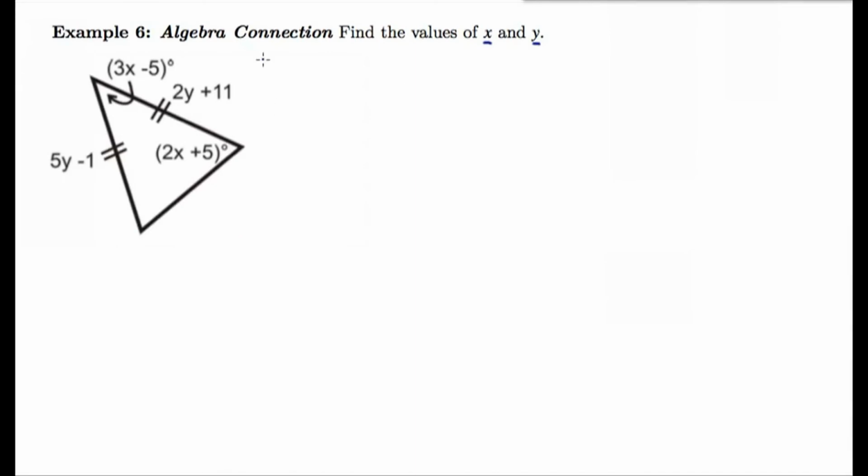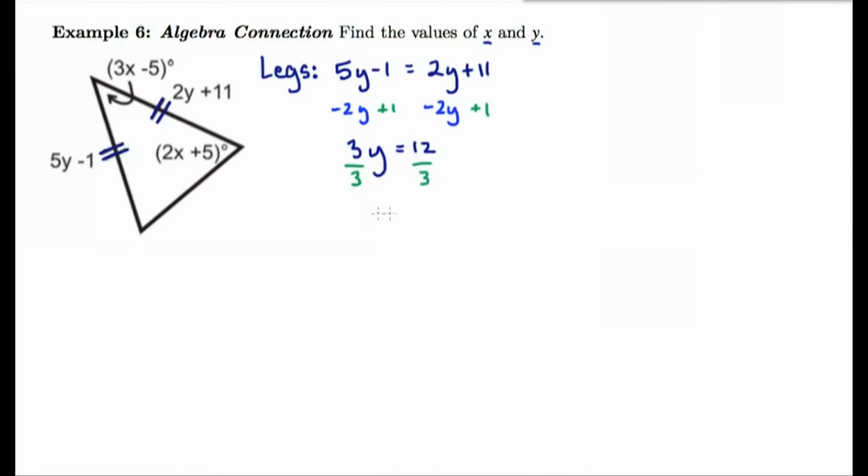Example 6, find the values of x and y. First equation will deal with the legs that are congruent. So we can say that 5y minus 1 equals 2y plus 11. And then we can solve for y. And we get y equals 4.